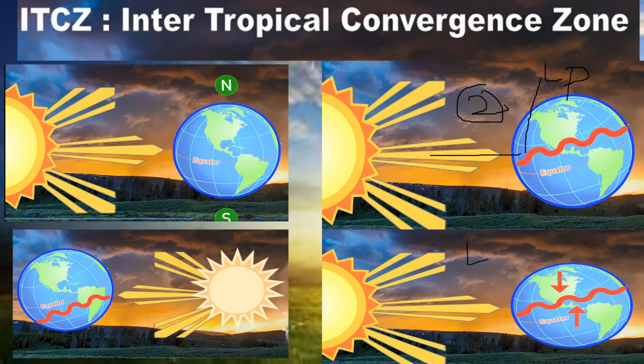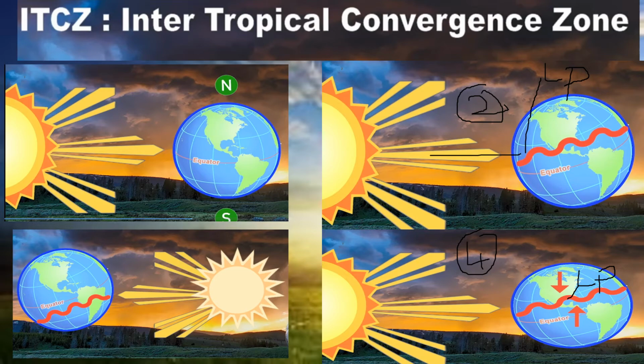Here we see high pressure moving from the poles towards the equator. So we see high pressure moving from the Arctic Circle towards the equator in the northern hemisphere, and from the Antarctic Circle towards the equator in the southern hemisphere. These two high pressures meet the low pressure, or merge with the low pressure. When this merger takes place, it is called the intertropical convergence zone.